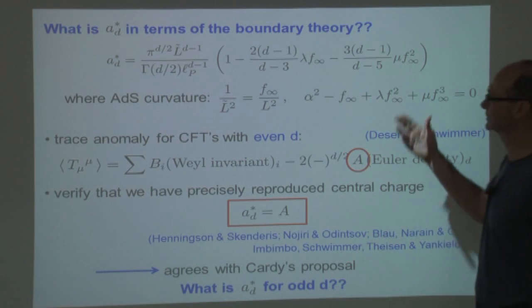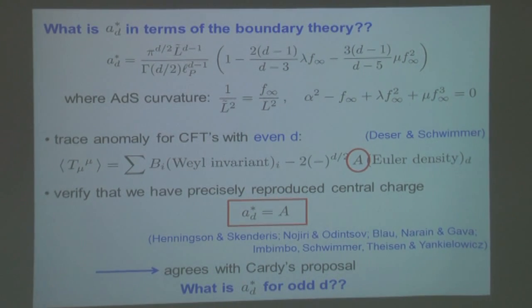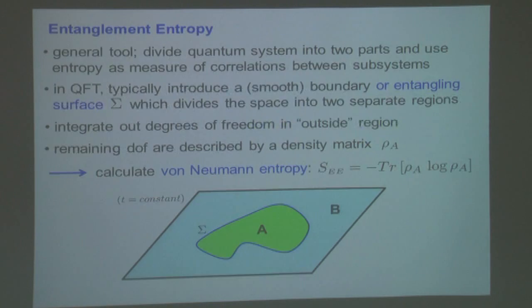But again, we have the question, you know, D is just a dial in our calculations. What does this mean for the odd dimensional field theories? So there we were actually puzzled and were stuck for a while, but this is where the story of entanglement entropy comes in.